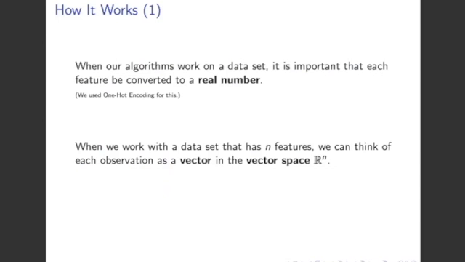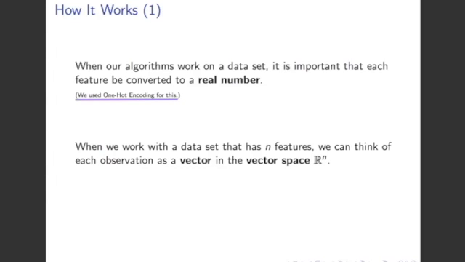When our algorithms work on a data set, it is important that each feature, each measurement in the features, be converted to a real number. In the past, we used one-hot encoding to accomplish this. When we work with a data set that has n features, we can think of each observation as a vector in the vector space Rn. We'll talk more about what that means in another video.